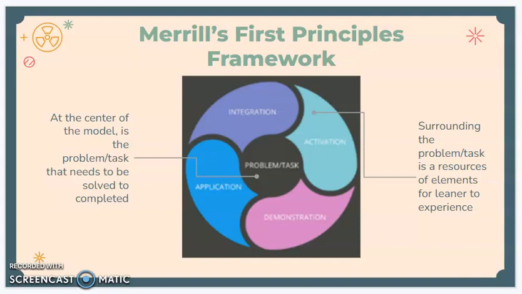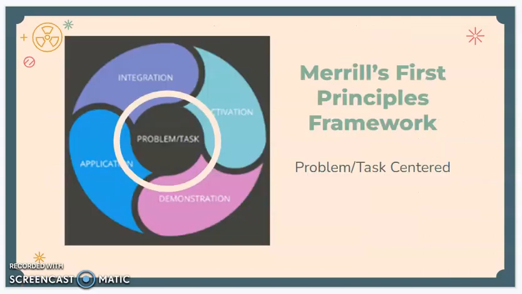Surrounding the problem or task are the 4 phases that a learner should go through in order to best understand and apply and demonstrate their knowledge and understanding surrounding the problem or task and the content being taught. These elements include activation, demonstration, application, and integration. We will go through each of these elements in this learning theory in greater detail and discuss the ways in which each of these elements can be applied in a lesson plan example. Initially, we will discuss the problem and/or task at the center of the learning framework.